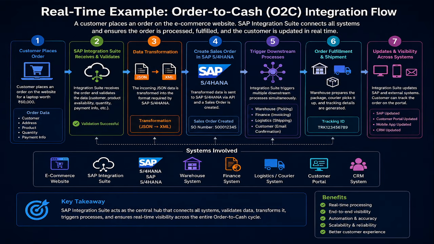So notice the point here: the website never communicates directly with the warehouse. The warehouse never communicates directly with the payment gateway. Every communication happens through SAP Integration Suite. This centralized communication makes the entire business process secure, reliable, and fully automated.